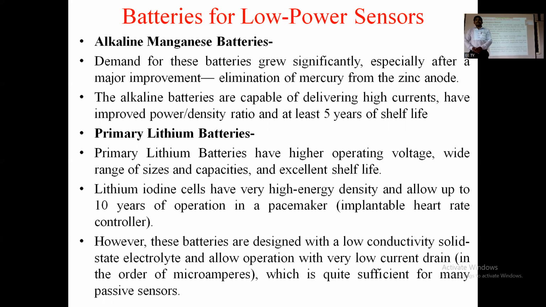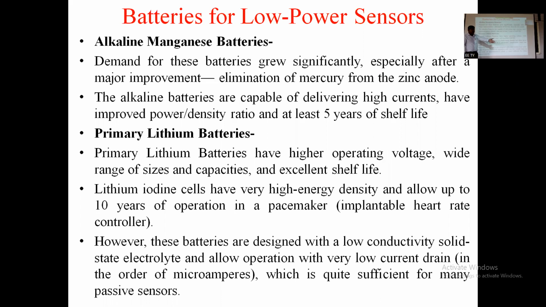The life of the alkaline manganese type of battery is 5 years. So this is related to the alkaline manganese battery. Then the primary type of lithium battery: the lithium battery comes under primary cells. This battery has a high operating voltage.